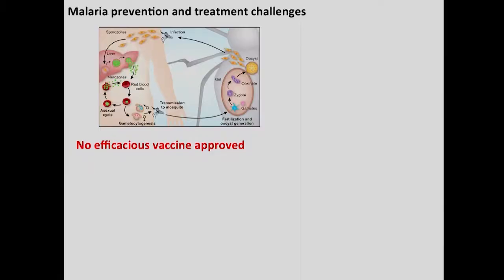So the challenge here is that given some of the biology of malarial parasites, they change their surfaces very rapidly, and they always stay one step ahead of the immune system. It's been very difficult to have an efficacious vaccine against malaria. So to this date, the best vaccine that's been most farthest advanced still offers only about 20% protection, and that wanes over time.